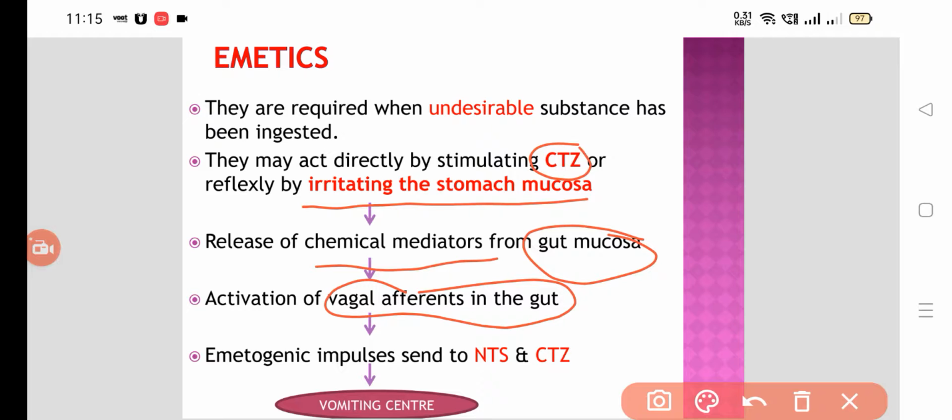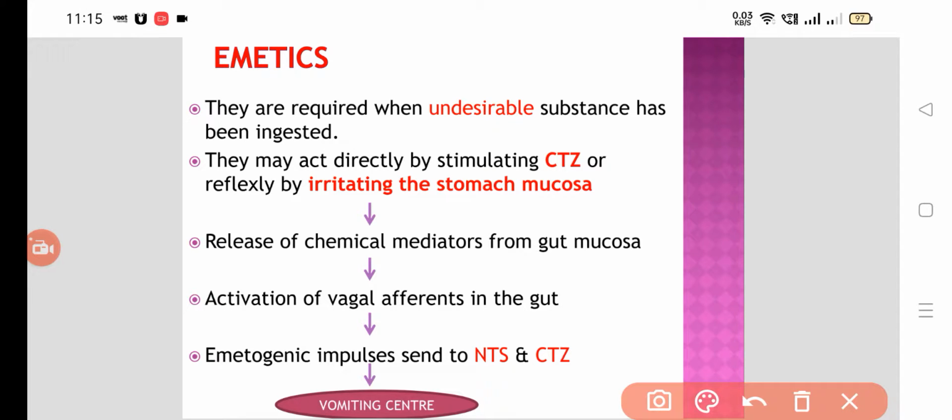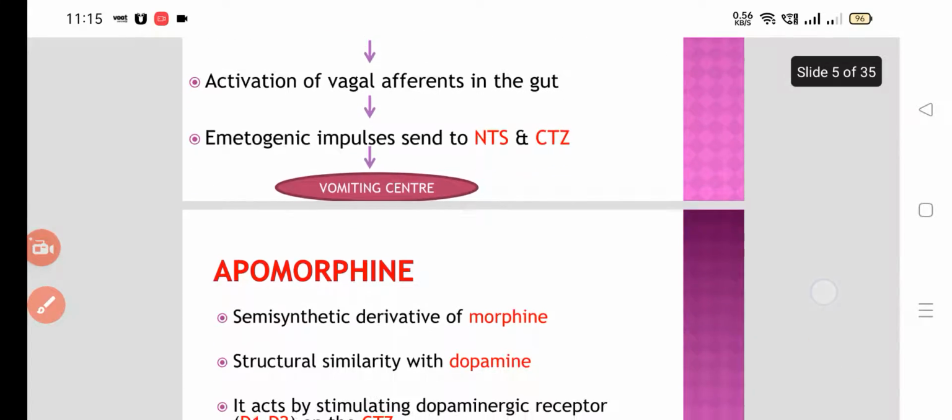That is how the vomiting center gets activated. How does the vomiting center get activated? Through the emetogenic impulses passing through the nucleus tractus solitarius and chemoreceptor trigger zone, because there is activation of vagal afferents in the gut. How are these vagal afferents activated? Because there is a release of chemical mediators from the gut mucosa, since emetics act directly by stimulating the CTZ or by reflexly irritating the stomach mucosa. This is the mechanism of action.